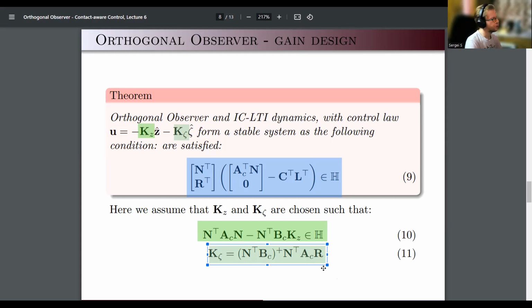This is more to make sure that the system converges to 0 instead of converging somewhere. If we want convergence towards 0, this is how we choose KZ. We could have chosen it in a different way, then we would converge somewhere else. All right, so expression 11 is just to make sure that we converge towards 0.